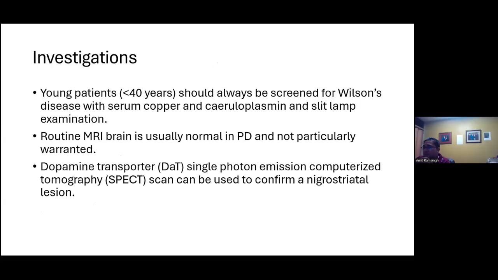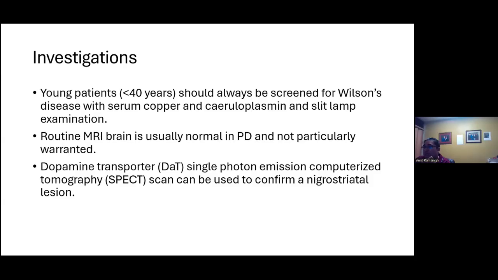In terms of our investigations, patients less than 40 years should always be screened for Wilson's disease or hepatolenticular degeneration with a serum copper and ceruloplasmin, as well as a slit lamp examination. Usually in patients less than 40 years, we have to think about other causes before we think Parkinson's disease, although it's not impossible. Routine MRI brain is usually normal in Parkinson's disease and is not particularly warranted.